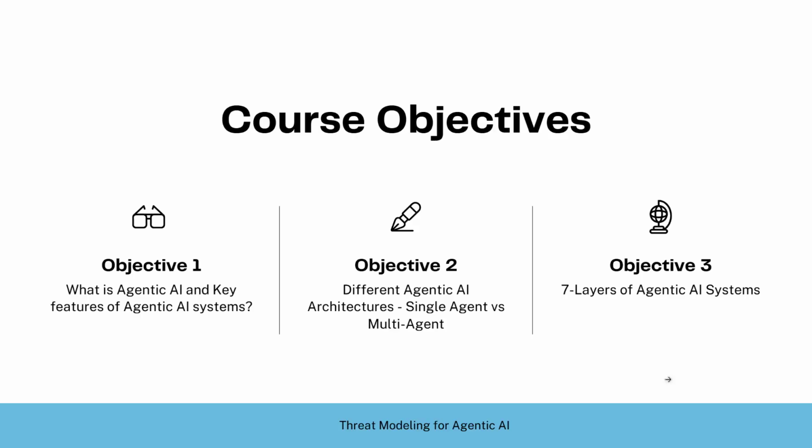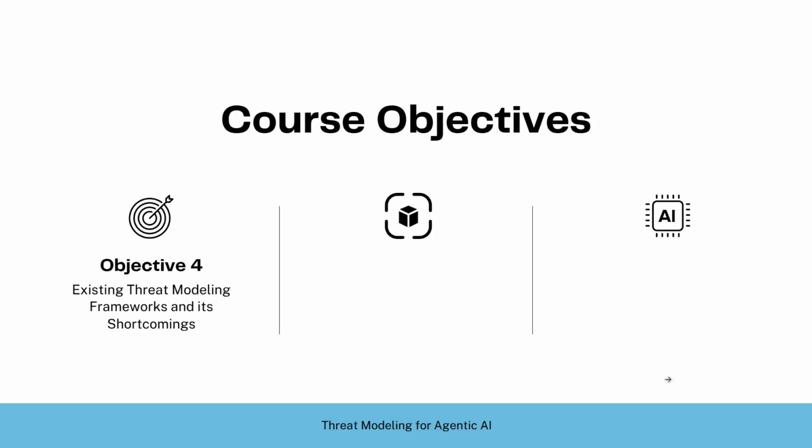Once we have learned about the various layers of agentic AI systems, we will move to the next objective where we will look at the existing threat modeling frameworks and their shortcomings. We will see whether we can use the existing frameworks like STRIDE, PASTA, in order to perform threat modeling for agentic AI systems. If the existing threat modeling frameworks cannot be used, then what's the reason? What are these threat modeling frameworks lacking? We need to first understand the shortcomings of the existing threat modeling frameworks.